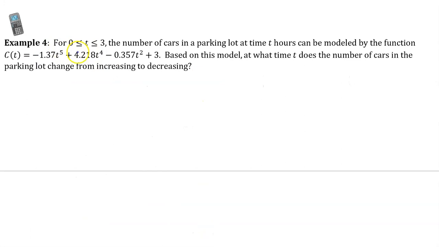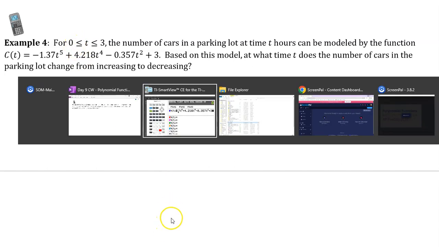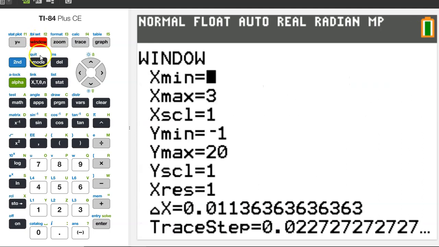So let's get back to reading the problem. On the closed interval from 0 to 3, the number of cars in a parking lot at time t hours can be modeled by this function. Based on this model, at what time t does the number of cars in the parking lot change from increasing to decreasing? Seems like we are about to estimate by looking at the graph. But first we need to adjust the window. So head over to the calculator and hit the window button.